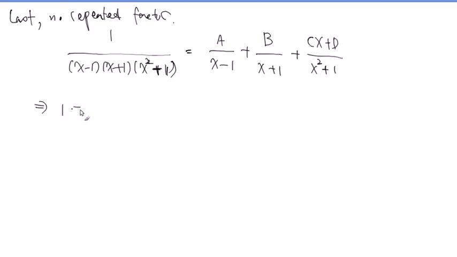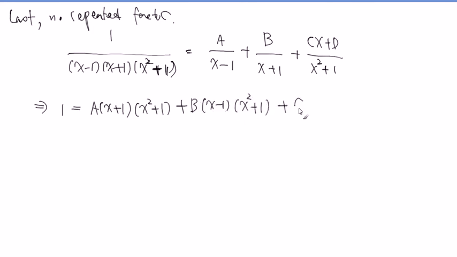1 is equal to what? A is multiplied by x plus 1, x squared plus 1. B is multiplied by x minus 1, x squared plus 1. And not C, but Cx plus D, is multiplied by x minus 1, x plus 1. Is that right? I hope I did this one right. So from there you have four equations, four unknowns, right? But is a specialization available? Available here, 1 and negative 1. So two values, it's available.